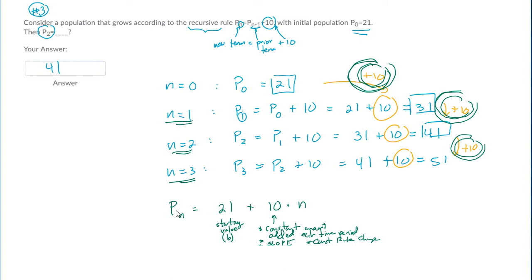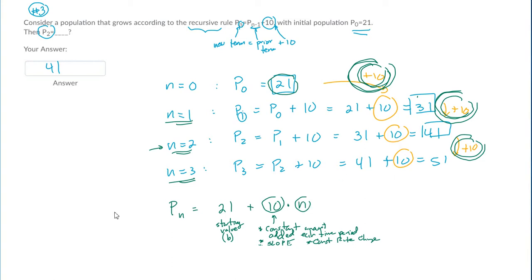Notice in year 0, like P0, we'd have 21 plus 10 times 0, which means don't add 10 at all, just have a 21, which is correct. In year 1, we'd have 21 plus a single copy of 10, which gives me 31. In year 2, we'd have 21 plus 2 copies of 10, which gives me the 41, etc.